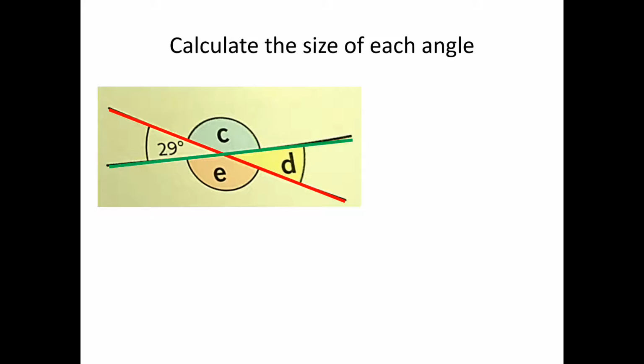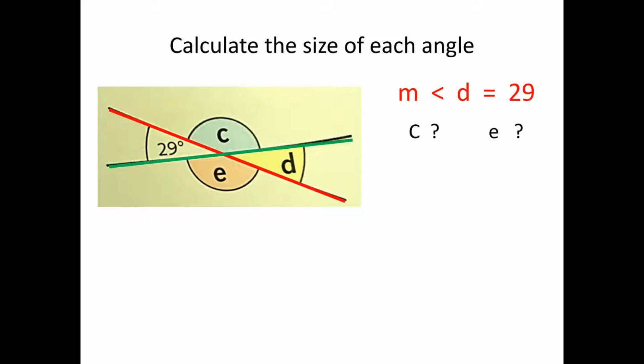Now I want to get the measure of each angle. So the easiest one here is angle D, because angle D is opposite to the 29 degrees angle. So D equals 29 degrees because they are opposite to each other. Now how to get the measure of angle C and the measure of angle E?